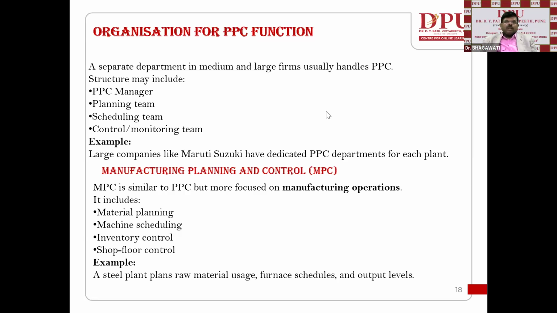Manufacturing planning control is similar, but focusing on manufacturing operations. It includes material planning. There's no material planning in case of PPC, but here it is material planning, machine scheduling, inventory control, shop floor control, etc. A steel plant plans raw material usage, furnace schedule, and output levels for its manufacturing activity.